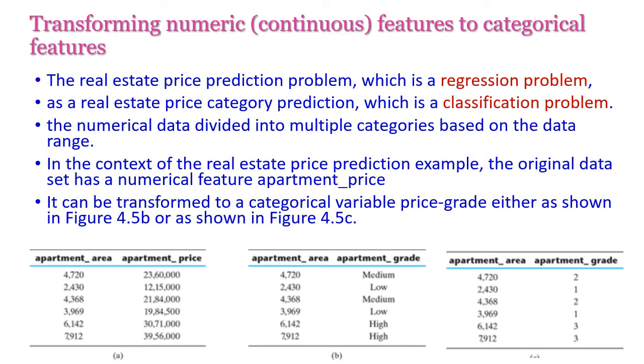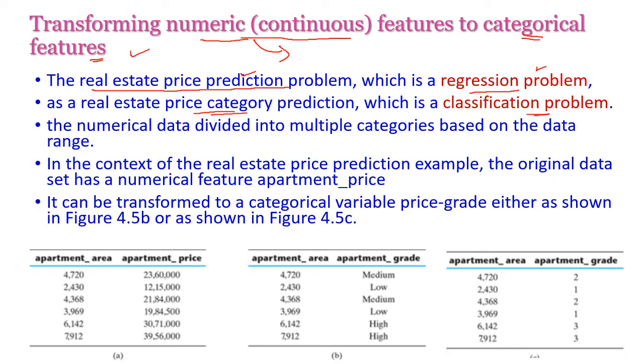And now let us see transforming a numerical, that is continuous, feature into a categorical feature. That is, we need to transfer the numeric data into categorical data. Sometimes it is very important. For example, let us take the real estate price prediction problem. Price prediction problem is a regression problem. Price category problem is a classification problem.